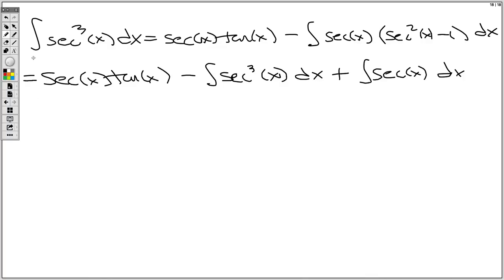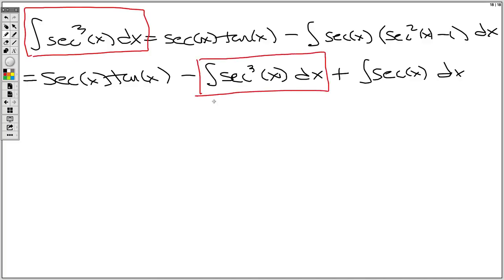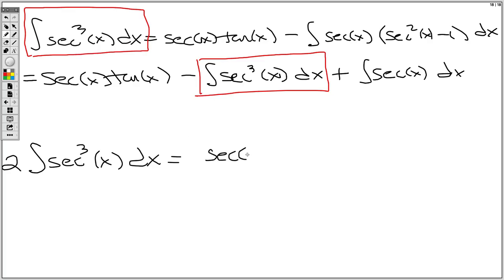And now we're in the same situation we were in the last example, where the integral we want is appearing on both sides of the equal sign. So I'm going to add this to both sides. I'll double it up. So I'm going to be left with 2 integral secant cubed x dx is equal to secant x times tangent x plus the integral of secant x, remember that's natural log absolute value, secant x plus tangent x.